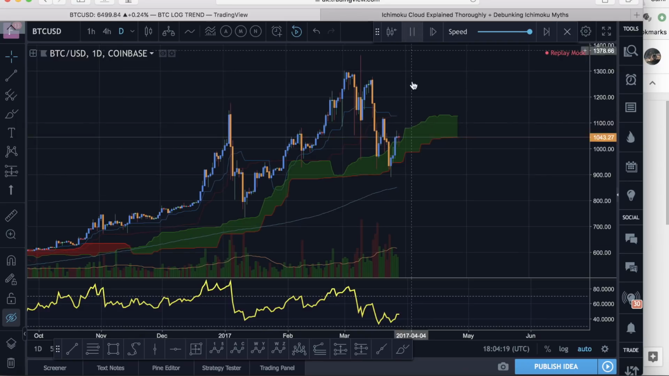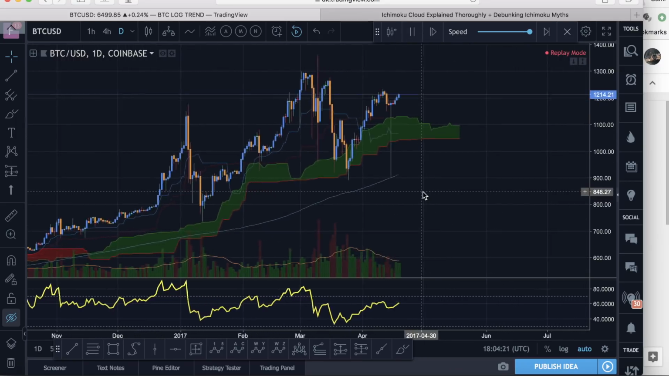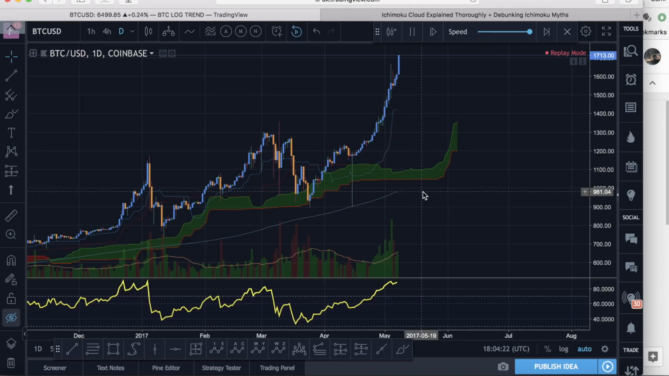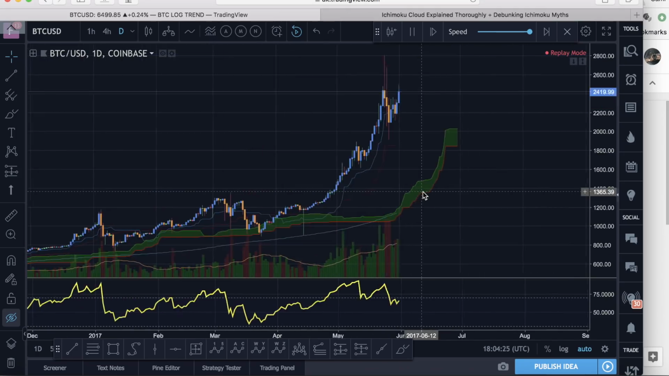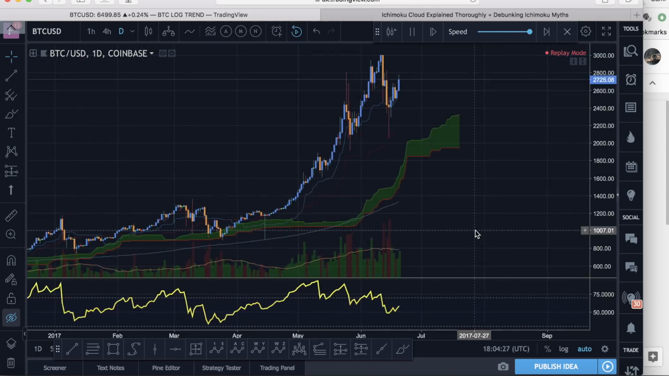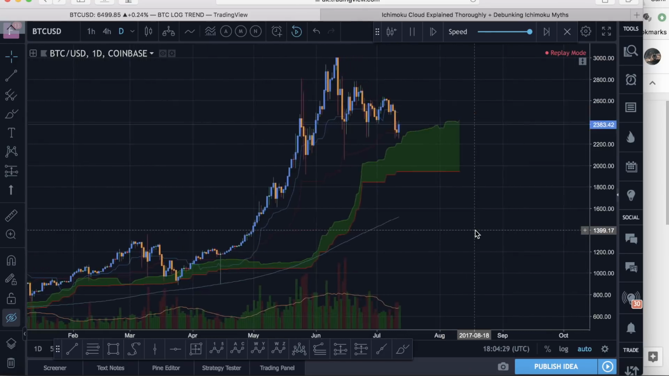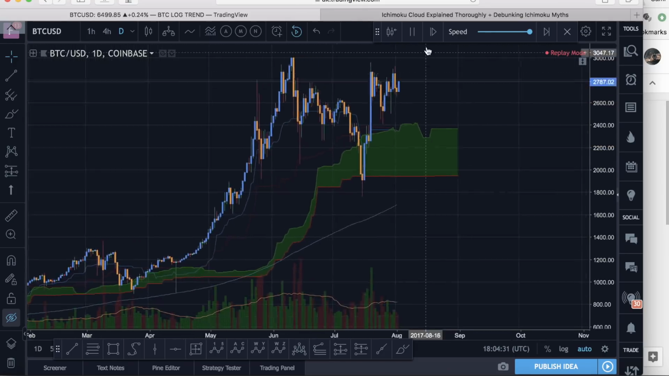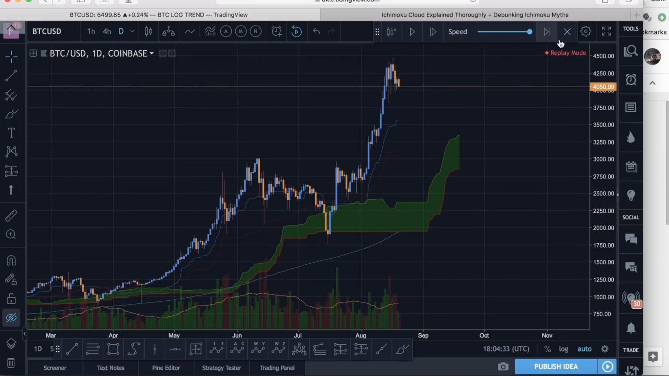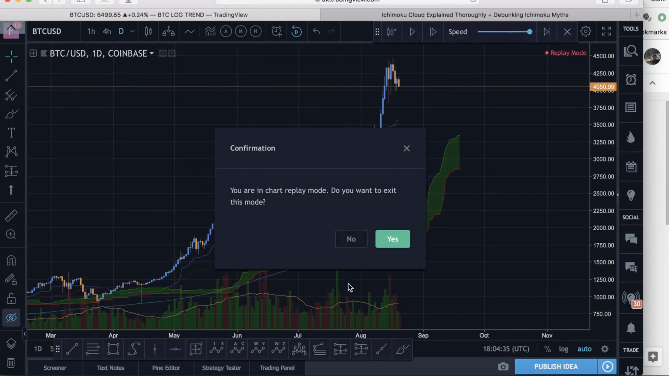So if we play this chart, if we see how it played out in the future, we can see we never went back down to these levels. It was $1,000 for Bitcoin, and it's just a constant ascension upwards to, I mean, 3,000 now, but we can continue painting this chart all the way up to 20k, but you guys already know how that plays out.